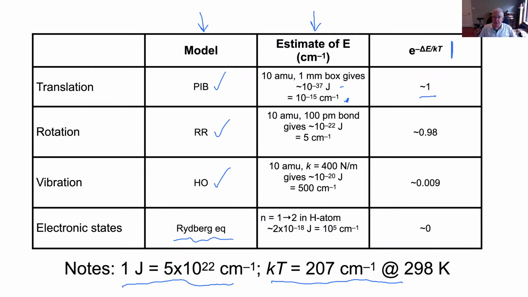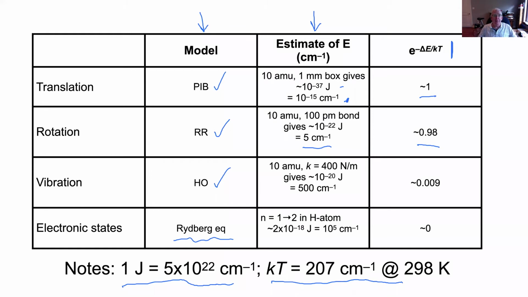Go to rotation. I get my 10 AMU molecule. I had to give it a bond length. I picked 100 picometers. That gives me an energy corresponding to about 5 wave numbers. 5 is still substantially less than 200, and so my exponent is still quite small. My exponential piece is still about 1, and that means I'm going to have a bunch of rotational states populated.